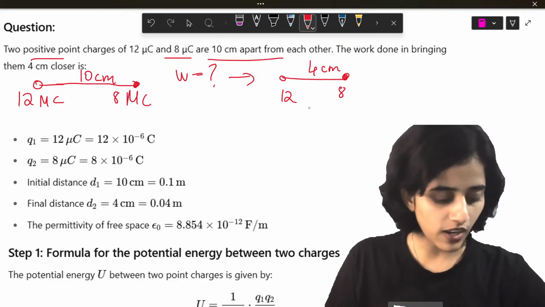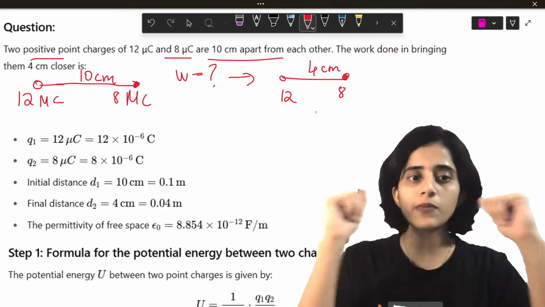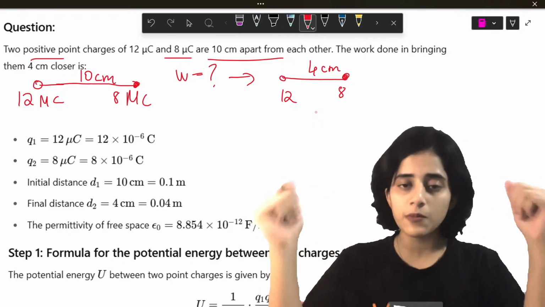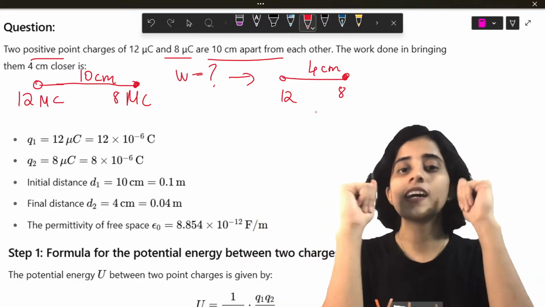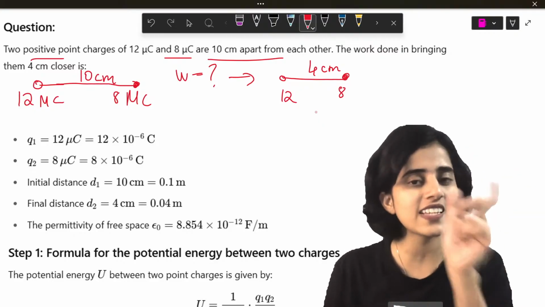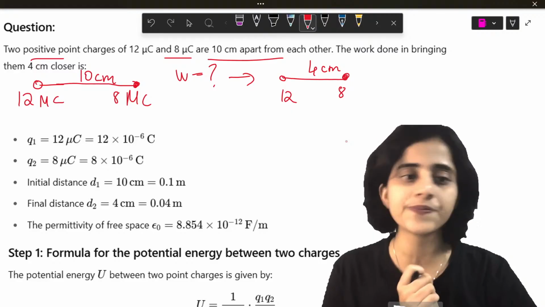Okay, so did you all understand the question? So, you have 12 microcoulomb and 8 microcoulomb at a distance of 10 centimeter. You have to find out the work done in bringing these two charges close such that their distance becomes 4 centimeter. From 10 centimeter, it should become 4 centimeter. Is the question clear to everybody?